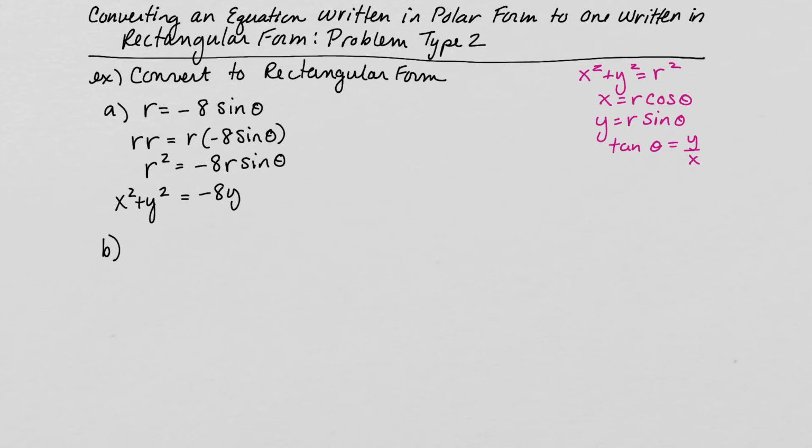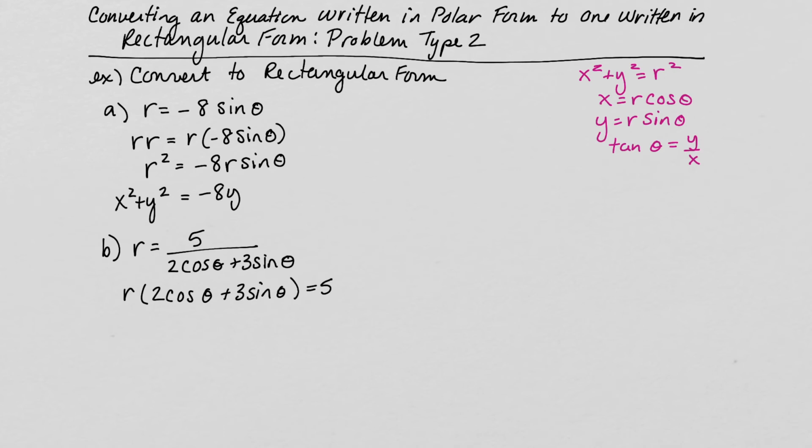So let's look at another one here, b. r equals 5 over 2 cosine theta plus 3 sine theta. The way that this is written right now, there's nothing I can exactly substitute in, but one of the things I could do is multiply the 2 cosine theta plus 3 sine theta up to the other side. So I could have r times 2 cosine theta plus 3 sine theta being equal to 5.